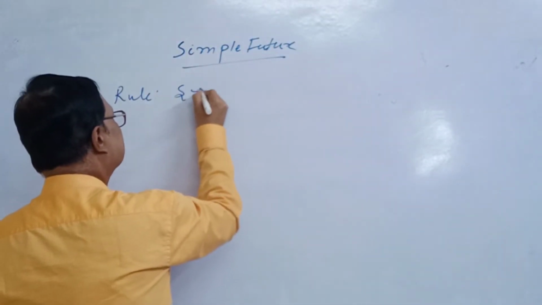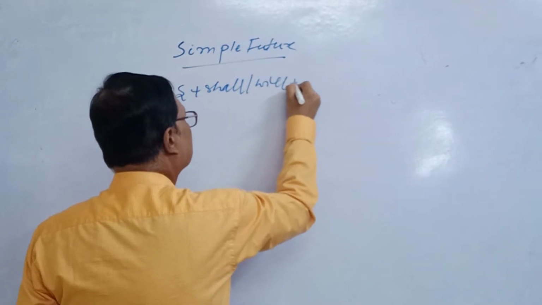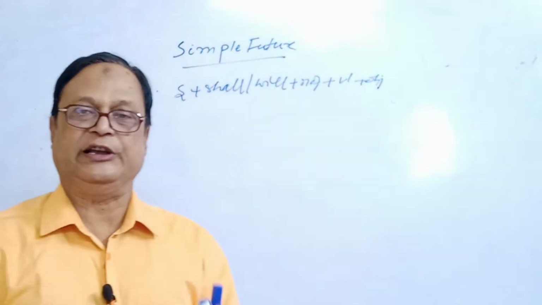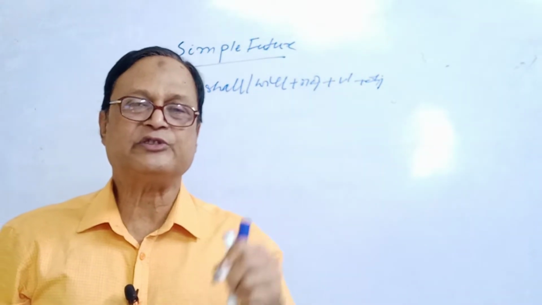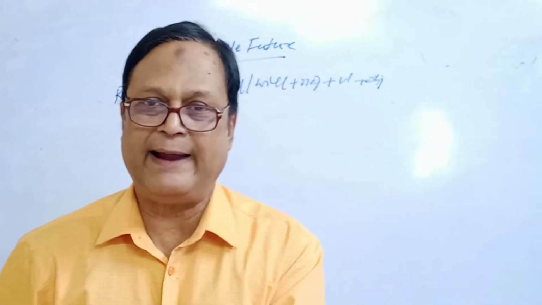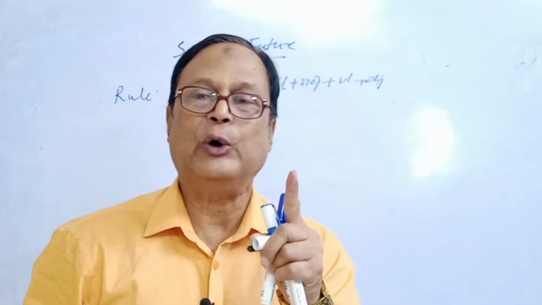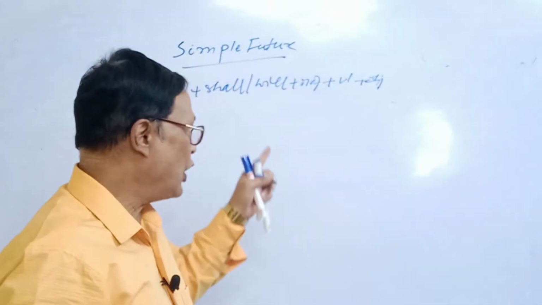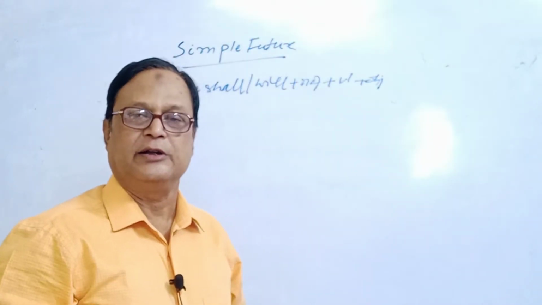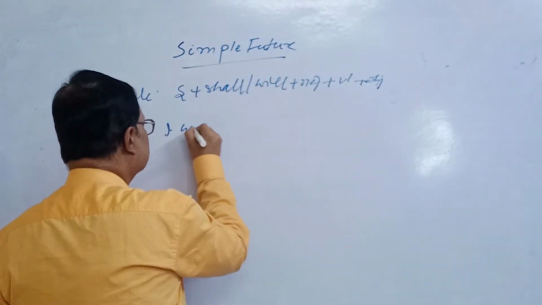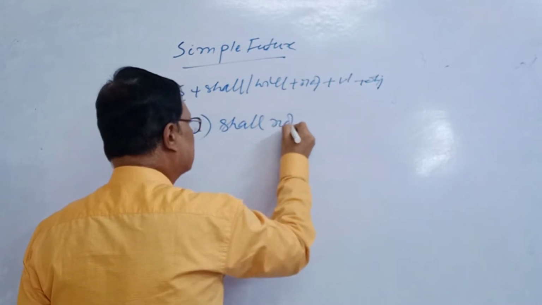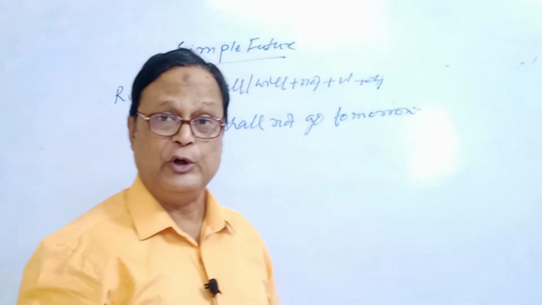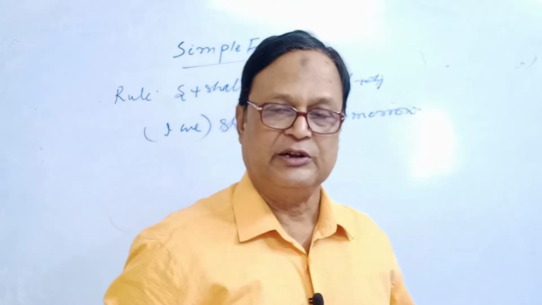Negative sentence: subject plus shall/will plus not, verb one plus object. It is checking not only not but also verb one. Verb one means go, play, see, talk. Like this, it is called verb one. And we should use not with them. So it will be a negative sentence. Now, I, we, shall not go tomorrow. I shall not go tomorrow. We shall not go tomorrow. I shall not eat. We shall not eat.